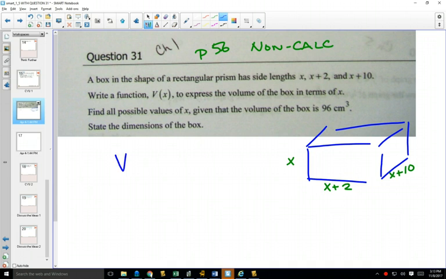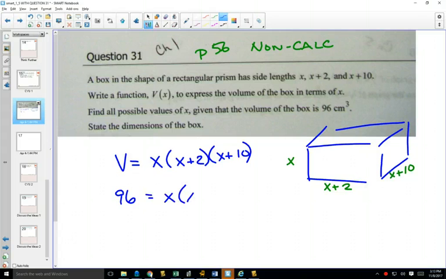Okay, so our volume's going to equal length times width times height. Doesn't matter the order. So we have x times x plus 2 times x plus 10. And then the second part says, find all possible values of x given that the volume of the box is 96. So now we know that 96 is the volume: x times x plus 2 times x plus 10.